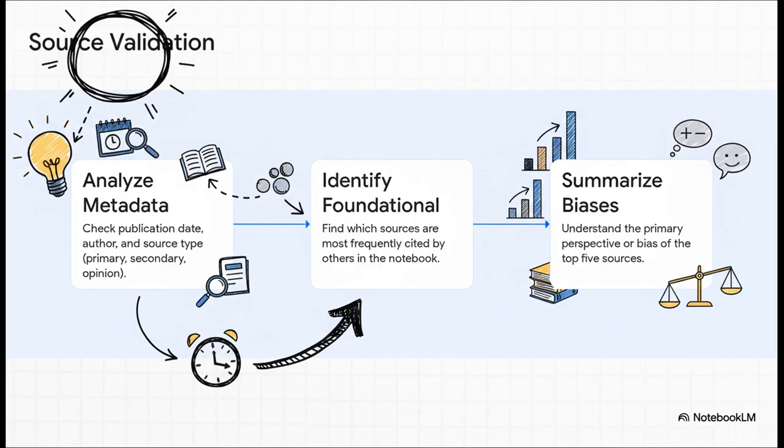Ask NotebookLM to do 3 things for you. 1, create a table of all your sources. 2, pinpoint the most cited foundational ones. And 3, summarize the main perspectives. Boom! In a couple of minutes, you have a crystal clear map of your source quality.